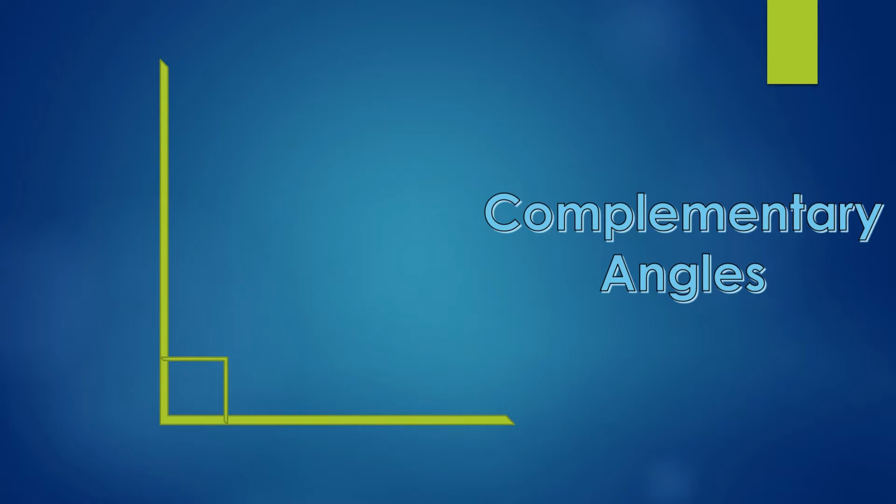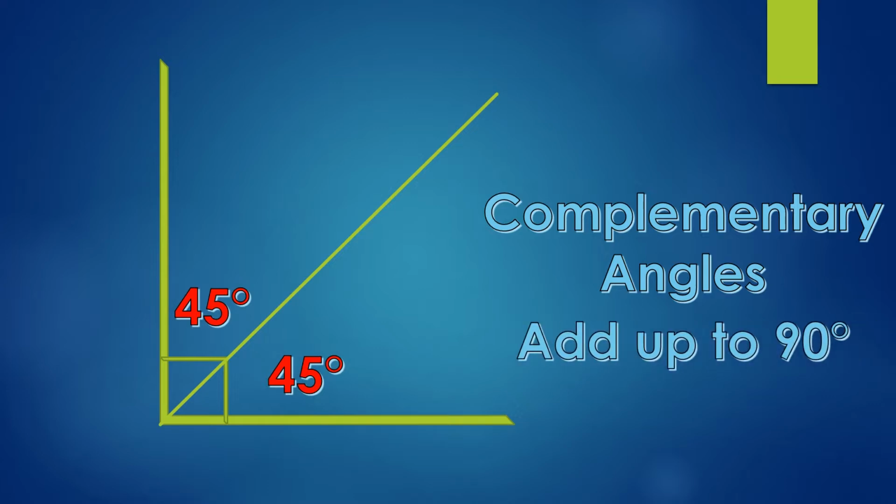But if I take and add a little line here and cut that angle in half, I should have two angles that should still add up to 90 degrees. So if I divide it equally, both of those should be 45-degree angles, and they would both add up to 90 degrees. All complementary angles will add up to 90 degrees.